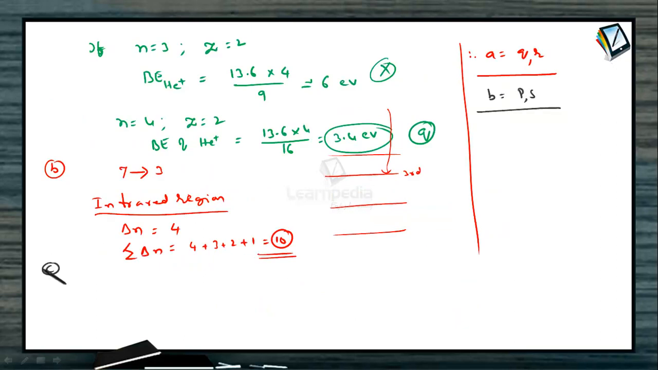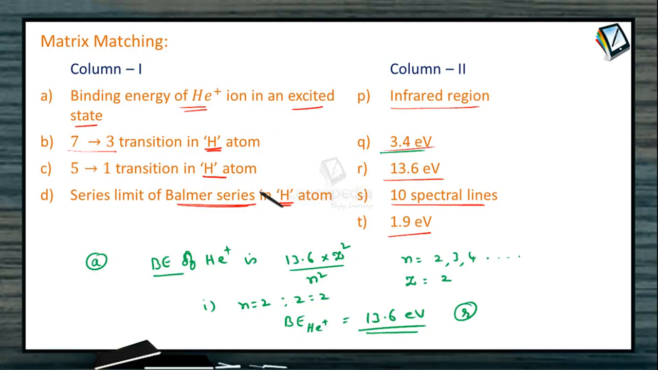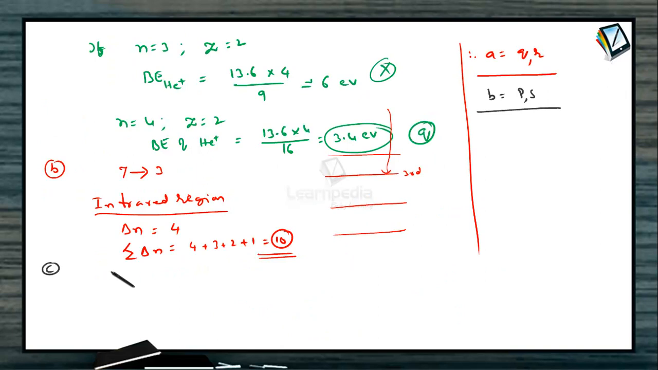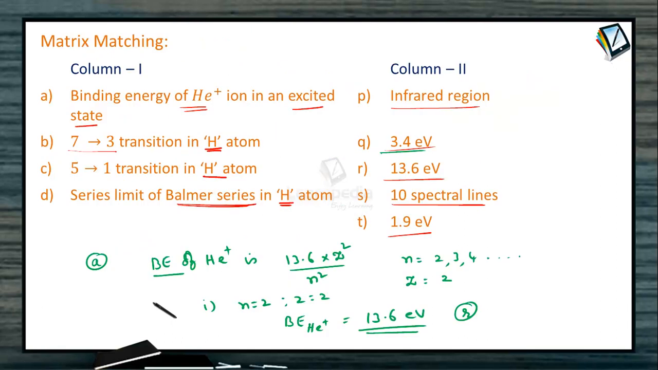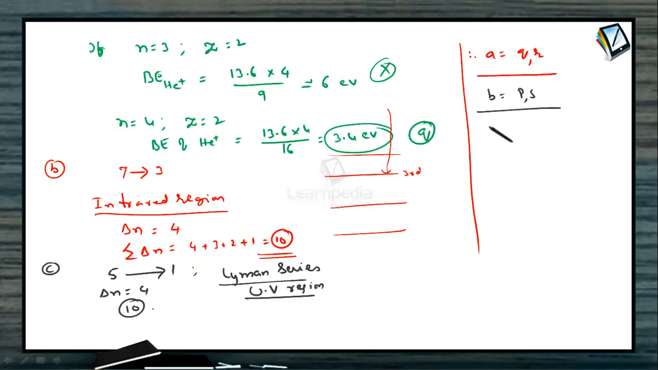Then what about C? C is a similar type of question: 5th to 1 transition in hydrogen atom. When the transition is 5th to 1, the spectral line will be in the Lyman series, that is the UV region. Since the transition is from the 5th to 1st orbit, delta N is 4, and therefore the total number of spectral lines is 10. Let us see the options. Ultraviolet region is not there, 10 spectral lines is there, so S is the option. Therefore C goes with S.